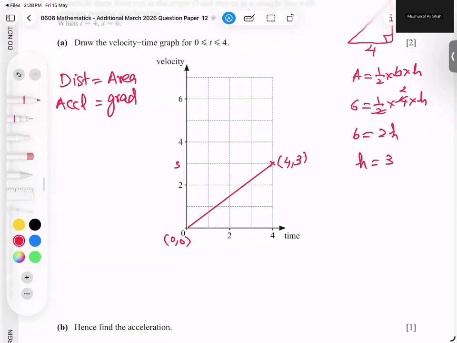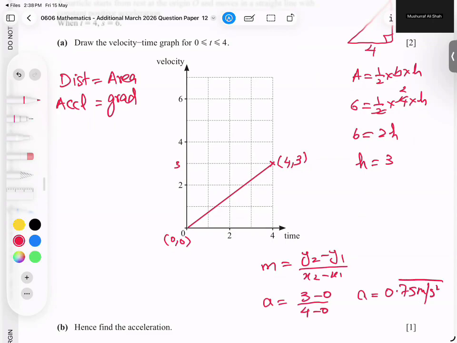And how to find acceleration? The gradient formula is y2 minus y1 over x2 minus x1. So I'm getting acceleration as 3 minus 0 over 4 minus 0. So finally I'm getting 0.75 meters per second squared. I hope the concept of the question is very clear.